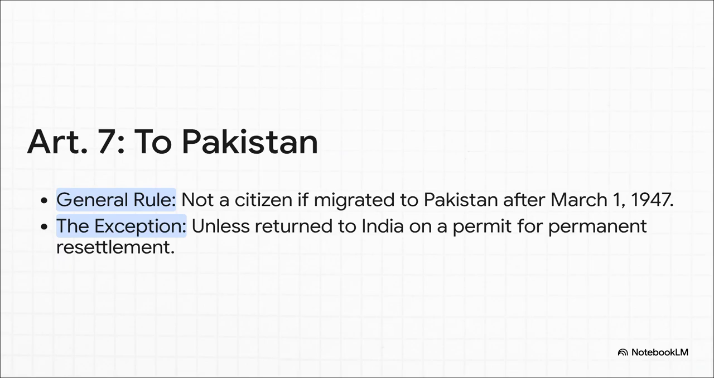Now, for the people who left India for Pakistan, Article 7 was pretty blunt. If you migrated after March 1st, 1947, you were no longer an Indian citizen. Period. But, and this is a big but, there was a critical exception. If you later came back to India with an official permit to resettle permanently, you could get back on the path to citizenship, but you'd have to follow those stricter rules we just saw in Article 6.